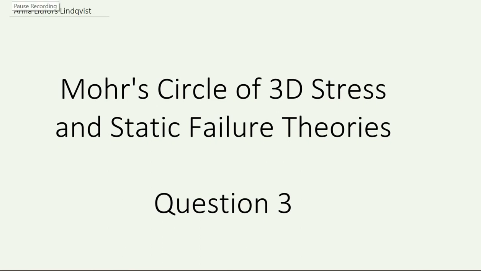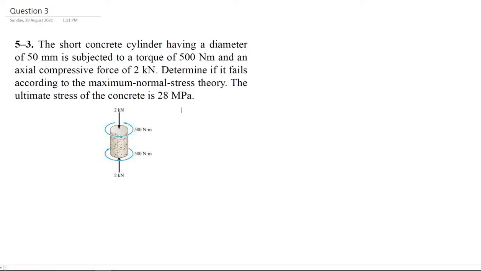This is the solution video for question 3 of the modules of Mohr's circle of 3D stress and static failure theories. In this question, we've been given a short concrete cylinder which has a diameter of 50 millimeters and is subject to a torque of 500 newton meters and an axial compressive force of 2 kilonewtons. We need to determine if it fails according to the maximum normal stress theory. We've also been given the ultimate stress of the concrete as 28 megapascals.